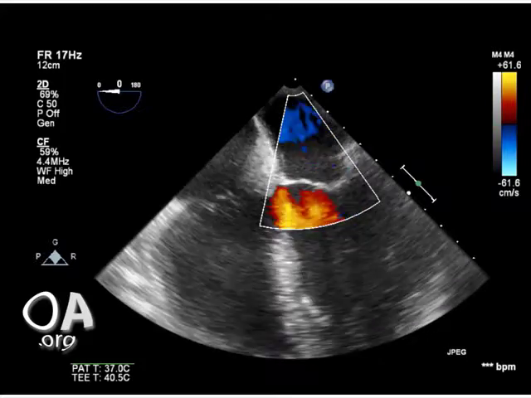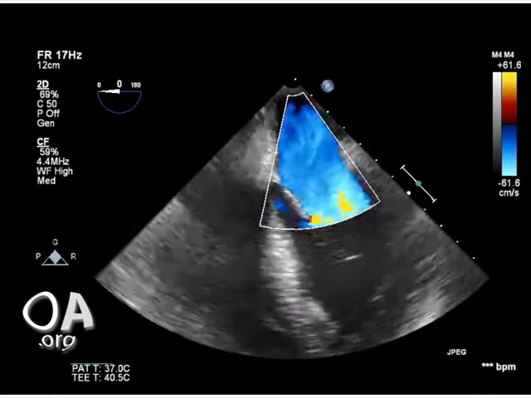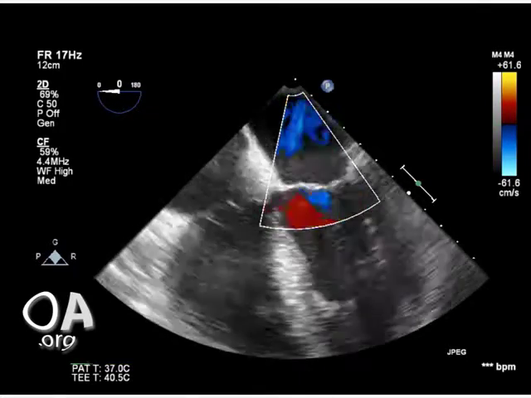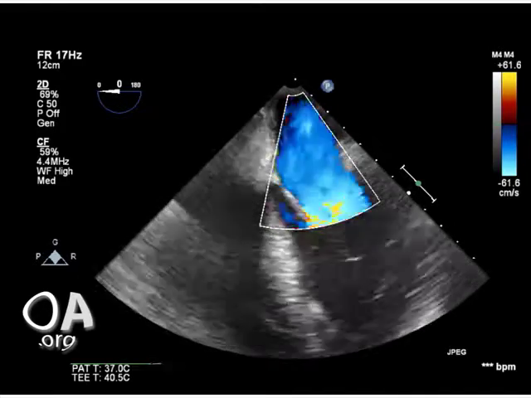This is the same mid-esophageal four-chamber view at 0 degrees with color flow Doppler placed across the mitral valve. There is no mitral regurgitation noted.